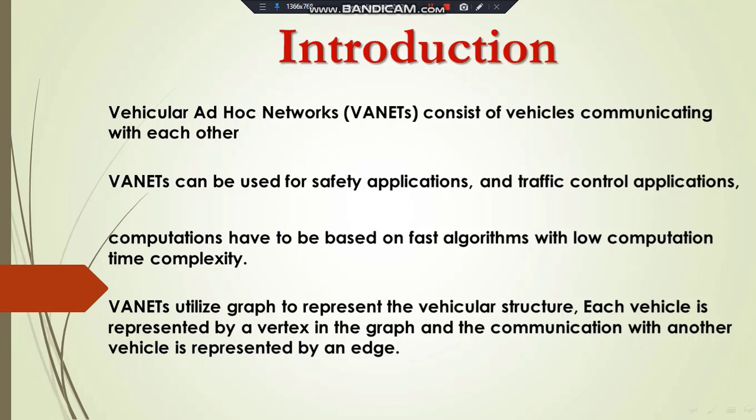Introduction. Vehicular ad hoc networks, VANETs, consist of vehicles communicating with each other. VANETs can be used for safety applications and traffic control applications. Computations have to be based on fast algorithms with low computation time complexity. VANETs utilize a graph to represent the vehicular structure. Each vehicle is represented by a vertex in the graph, and the communication with another vehicle is represented by an edge.